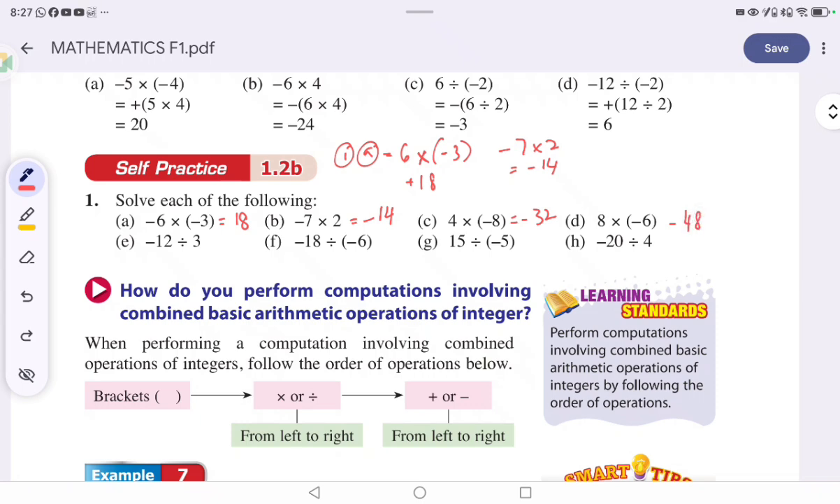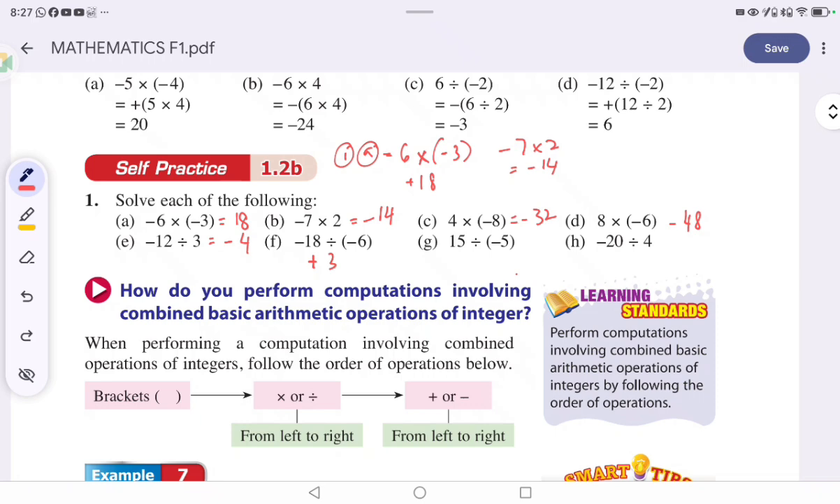Okay. Here, 12 divided by 3. You divide by 3, so you will get negative 4. And then this one, negative becomes positive. So 18 divided by 6, you will get 3. So positive 3. The answer should be 3. No need to put positive.